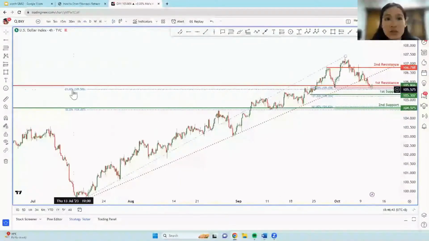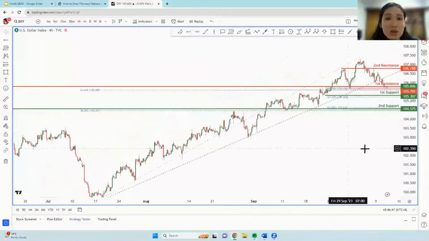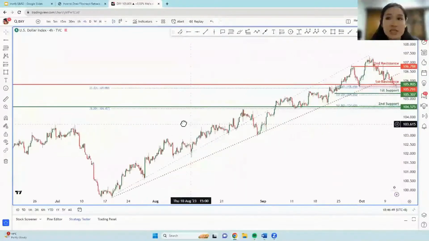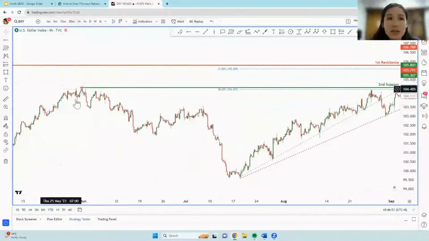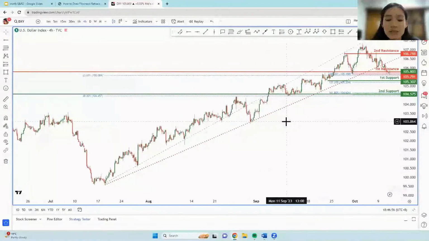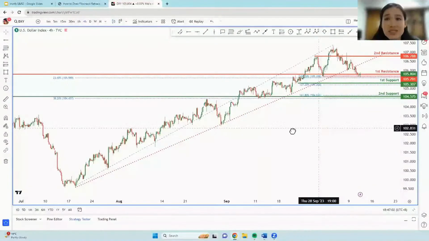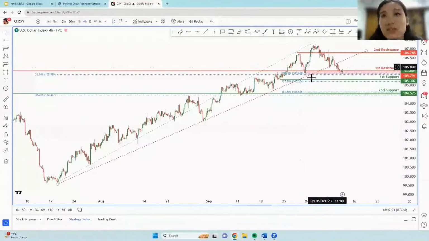Okay, we have the 38.2 and this 161.8 along with this second support, which as I mentioned earlier is an overlap level because you swing high here, swing high here, swing low there. Okay, so this is a confluence area, which means price is likely to be attracted to that area.